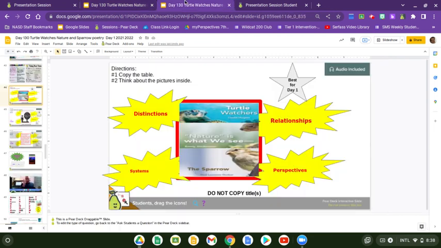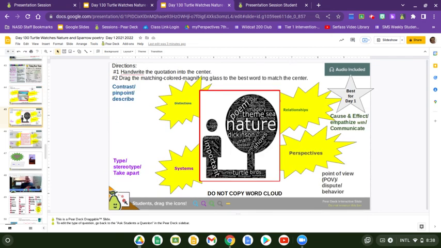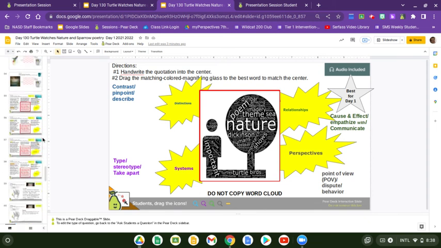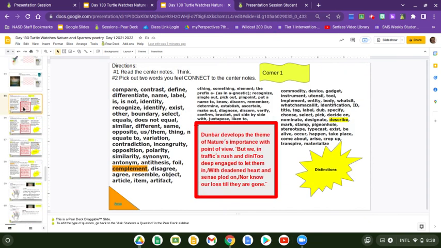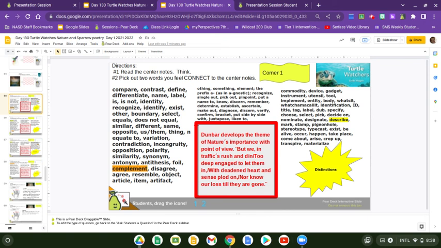So we got our three poems: Turtle Watchers, Nature is What We See, and The Sparrow, and four different ways of thinking about these poems: distinctions, systems, relationships, and perspectives. We took the time as a class yesterday or today to talk about how we could apply some of these words: contrast, pinpoint, describe, type, stereotype, take apart, relationships, and perspectives. Now, we're going to try using some of these words to get our essay started.